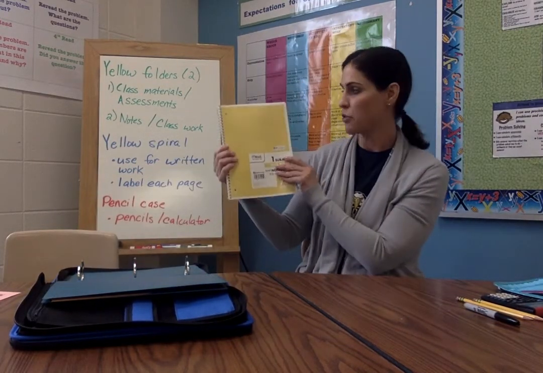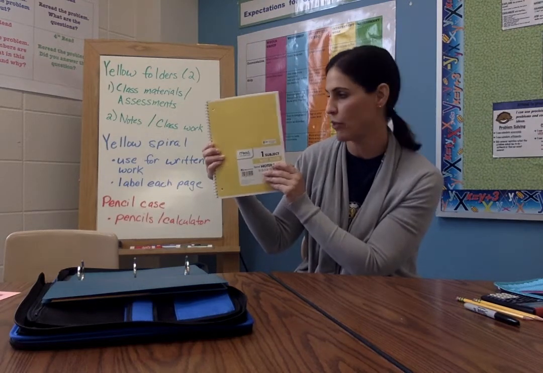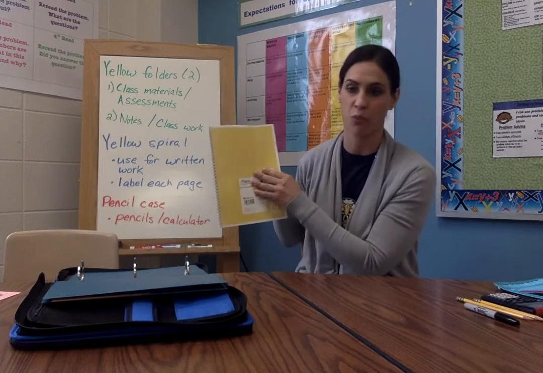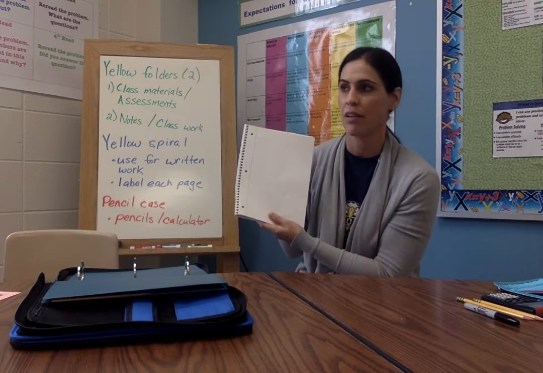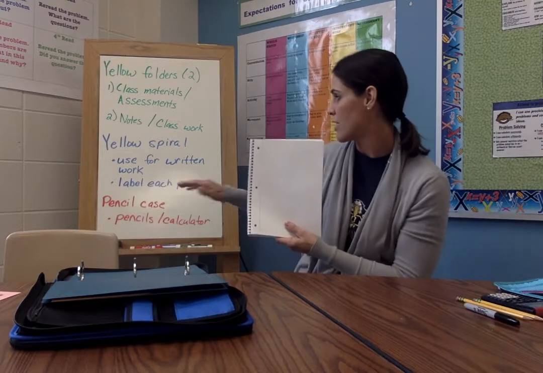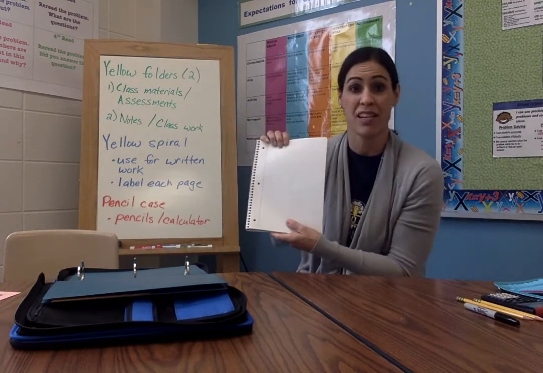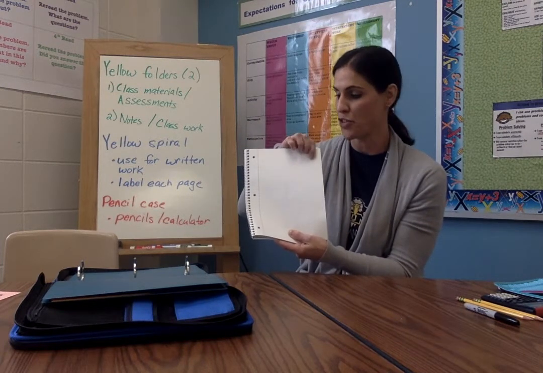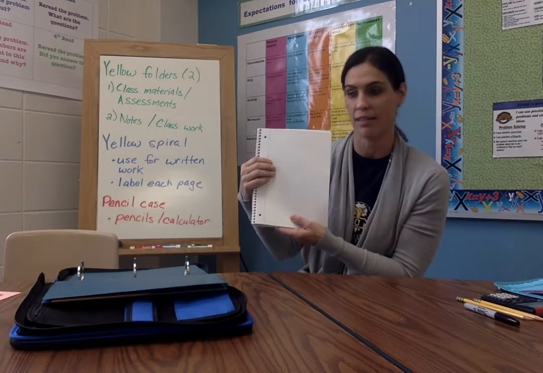And then for your yellow spiral, if you want, you can put your name on it or math if you like, but this is only going to be used for math. This is going to be used for written work. So for example, if you have a Big Ideas online assignment, you would do all your homework in here with your problems. It's also important when you do those assignments to label each page so that you can easily find them or keep track. So you'd want to put your name, your date, and then you would want to number the problem. So you definitely want to keep that easily organized.